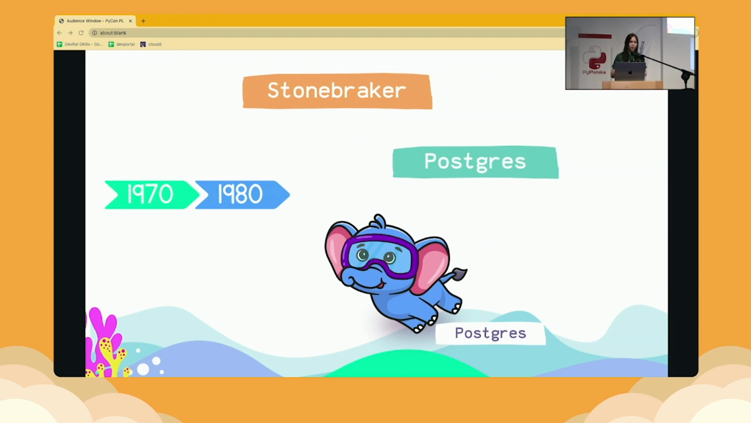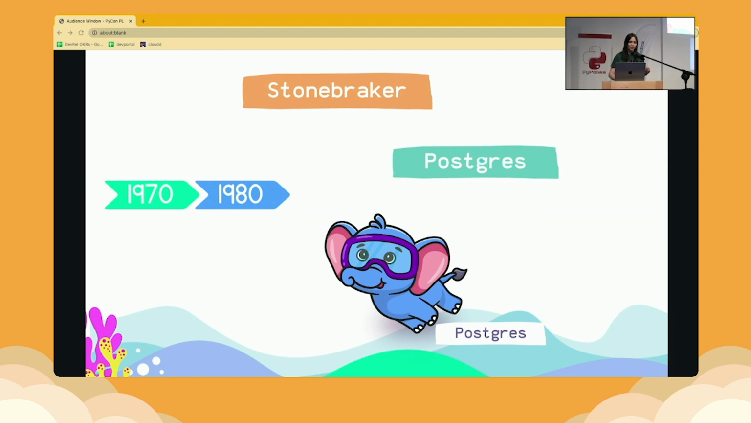One thing that Postgres was trying to fix from the Ingres database was the data types. There were problems defining the data types, and although people were using it, they had to define them themselves. And Stonebraker thought, okay, we need to design a database that can actually handle data types and can handle relationships better. So he created Postgres, Post-Ingres.